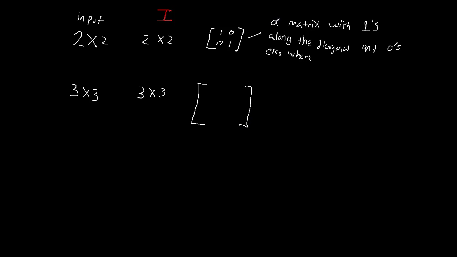Following this same explanation, a matrix with ones along the diagonal and zeros everywhere else, we would have a 3x3 matrix that's 1, 0, 0, 0, 1, 0, and then 0, 0, 1. Again, ones along the diagonal and zeros everywhere else. Okay?